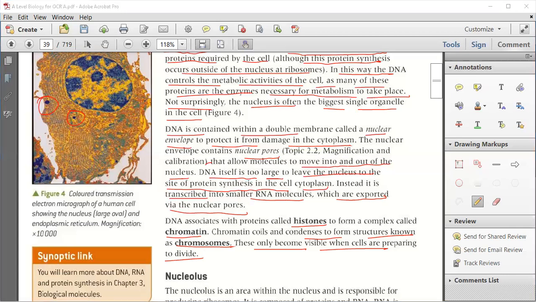Am I audible? Yeah. Okay, so DNA associates with proteins known as histones. We call them histones, okay? And chromatin coils and condenses to form structures known as chromosomes. They are only visible at the time of the division of the cell.